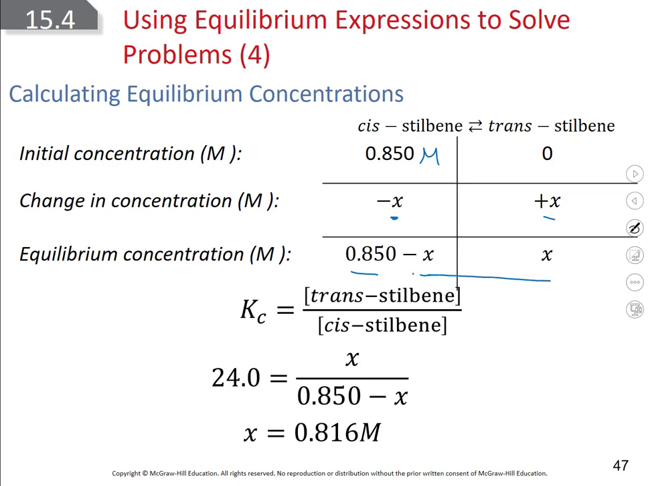At this point, we set this equal to the Kc value that was given, 24.0, and solve for X. When we solve for X, in this case, we get an X value of 0.816, and we do this just using algebra: move the denominator over to the other side, distribute the 24, solve for X, etc. Once we have that X value, we can plug that back into our ICE table for the equilibrium and determine what our equilibrium concentration is. So for example, our equilibrium concentration of trans is X, therefore it is 0.816. But our equilibrium concentration of the cis is 0.850 minus 0.816 molar. And therefore we can determine what those equilibrium concentrations are from the K value.